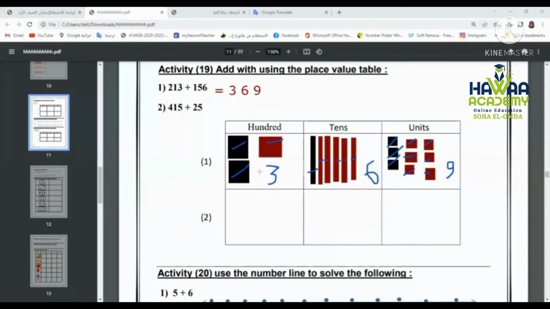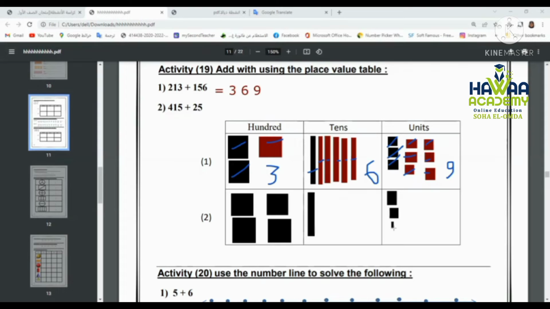What about the next one here? We have 415 plus 25. Let's make it. There's 1, 2, 3, 4. So here's the 415. So here's 1 and the 5 right here. Here's 1, 2, 3, 4, and 5.